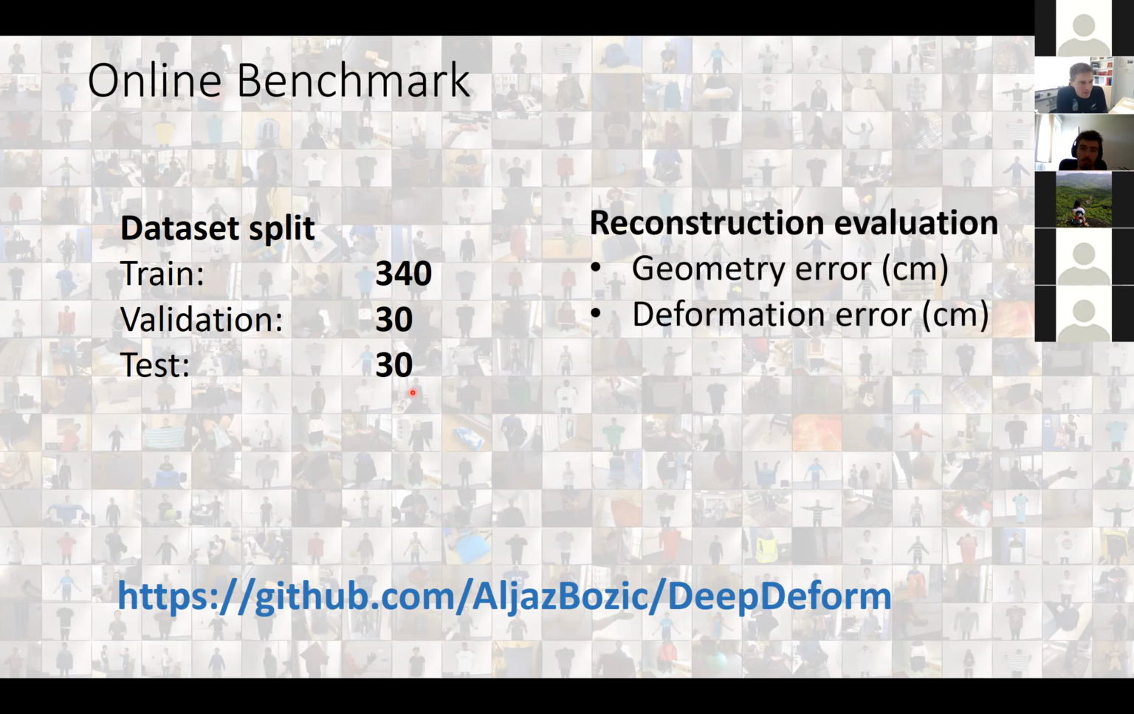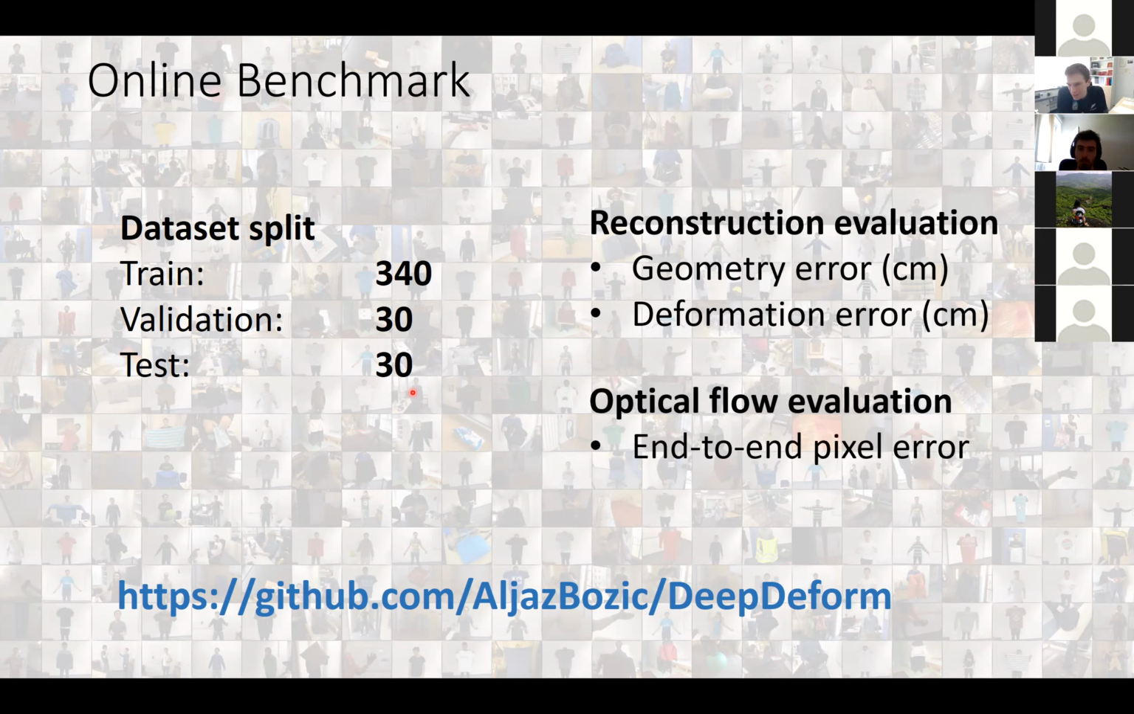And then we evaluate with respect to reconstruction evaluation. We have geometric error, we have deformation error. That's already something I mentioned. We actually also introduced a flow evaluation. This is pretty new. We haven't actually done this too much ourselves. We ran the state-of-the-art optical flow methods like PWC-Net and FlowNet. We gave them as a baseline out.